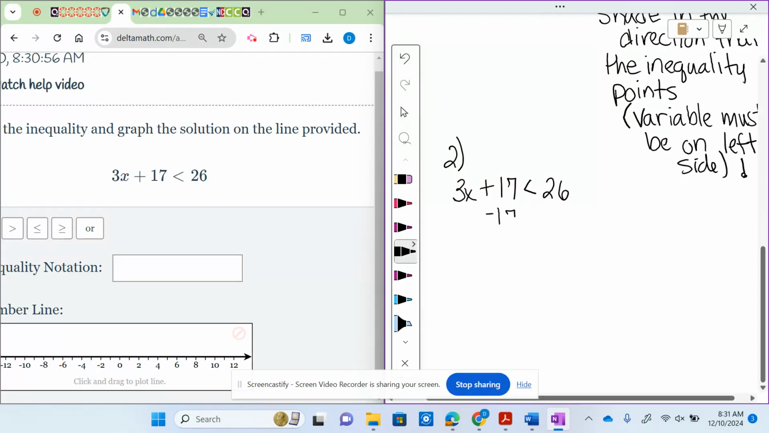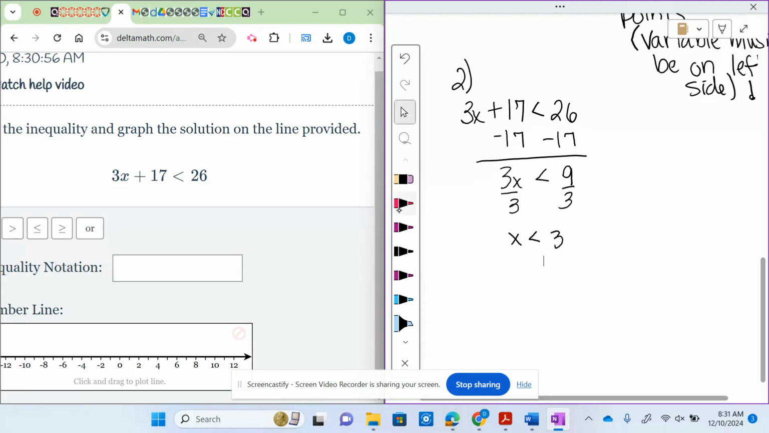Yes, ma'am. Subtract 17 from both sides. All right, Victoria, I have 3x is less than 9. What would you do next? Divide both sides by 3. So x is less than 3.